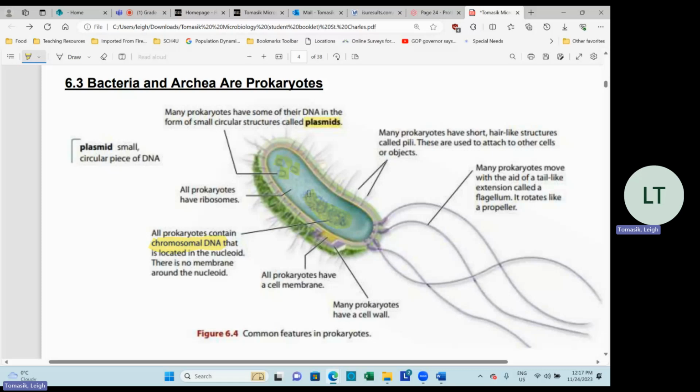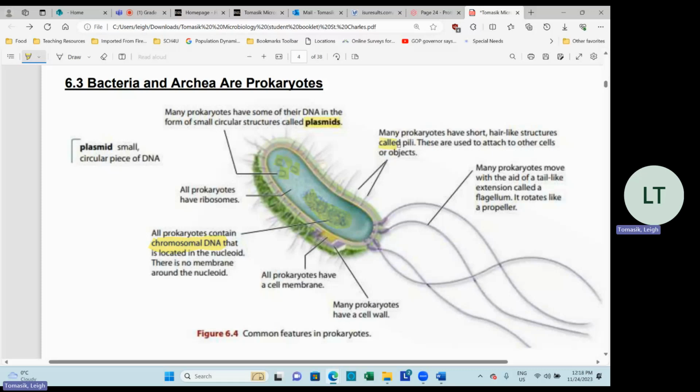So bacteria can share these little plasmids like messages, and sometimes they contain really interesting information, like how to avoid being killed by antibiotics, right? So these guys can cause disease in humans, and they can tell each other how to avoid being killed by antibiotics by sharing these plasmids. We'll talk about that a little later.